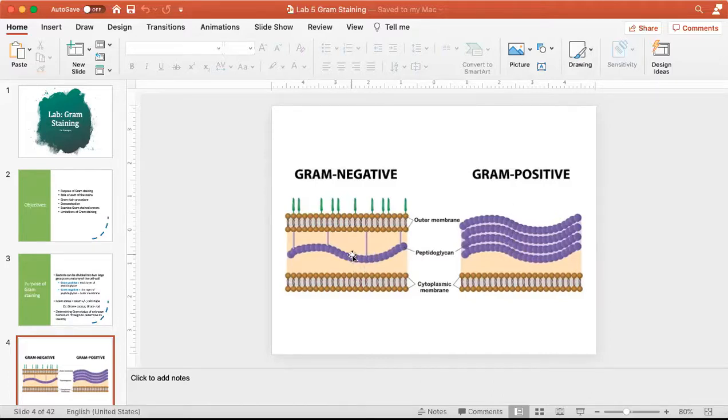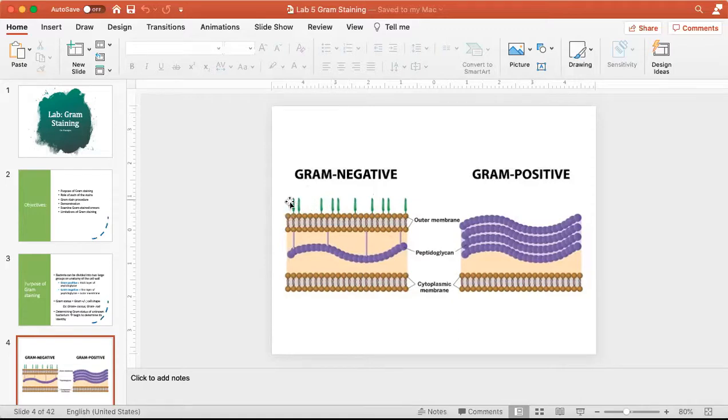Now, I want you to notice that there's something else out here around gram-negative cells, and that's the outer membrane. Gram-negative bacteria have a second membrane. They have their cell membrane, their plasma membrane, and then outside of the peptidoglycan, they have a second membrane, an outer membrane. Very strange.